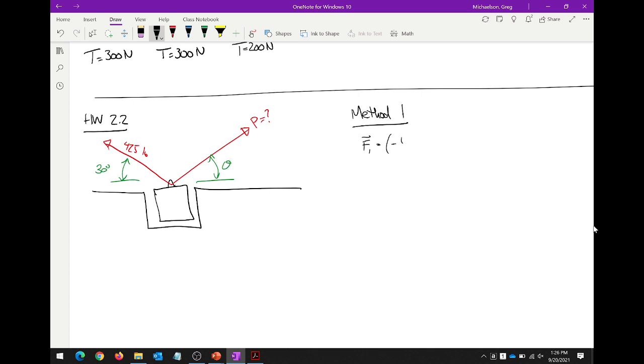Let's see. Actually, yeah. So see what I did there? I'm writing that vector in IJ format. Would that be a fair description? Yeah. So negative, positive, magnitude times cosine and sine, right? And then this second vector, we'll call it F2.